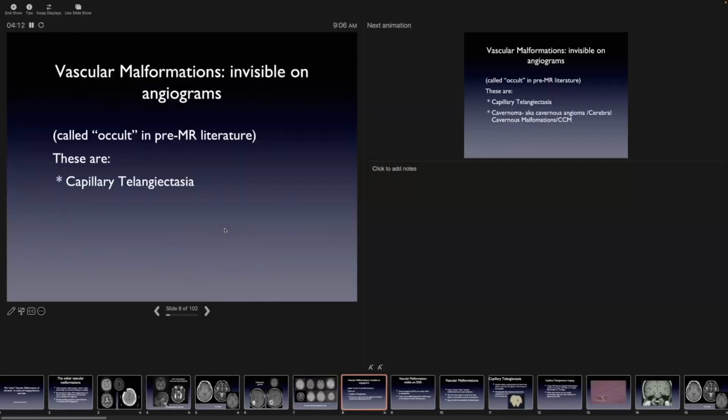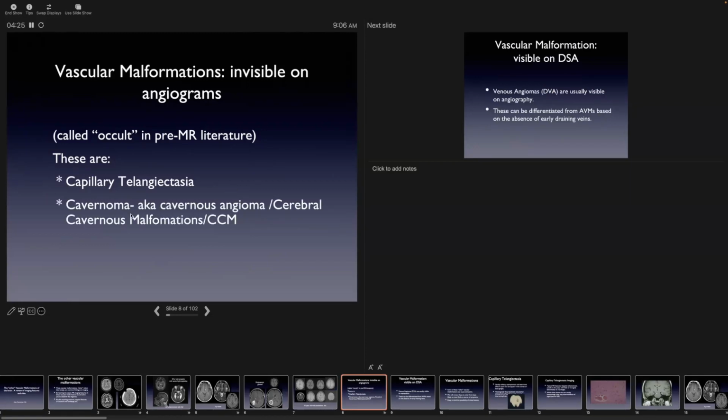So we'll start with looking at the vascular malformations that are not visible on angiograms. And so these used to be called occult vascular malformations, and these are capillary telangiectasia and cavernomas, also known as cavernous angiomas and cerebral cavernous malformations, and sometimes abbreviated as CCMs.